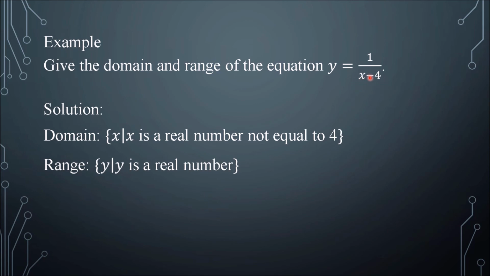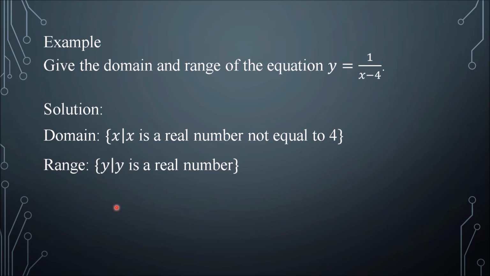Again, if x is equal to 4, then the denominator becomes 0. If the denominator becomes 0, then y is 1 over 0 or undefined, which must not be. Therefore, x is any real number not equal to 4. So you can substitute any real number except 4 for x.